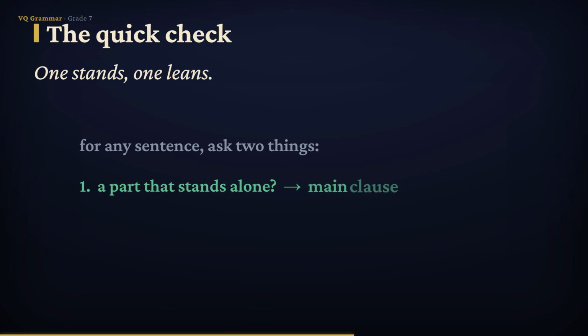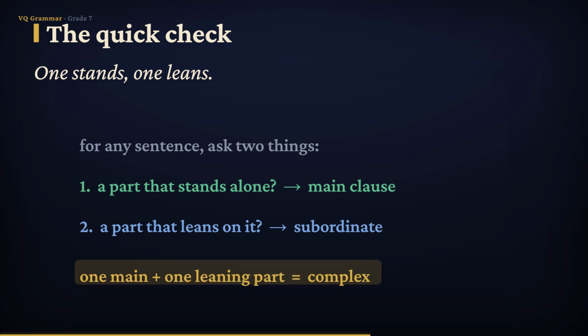Let's boil it all down to a quick check. For any sentence, ask two things. First, is there a part that could stand alone as its own sentence? That's your main clause. Second, is there another part that can't stand alone, that leans on the first? That's your subordinate clause. If you find one main clause and at least one leaning clause, you're looking at a complex sentence. Ready to practice a few together?